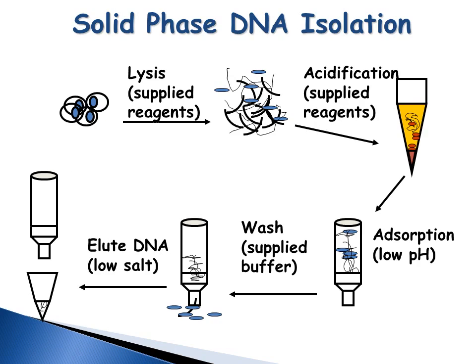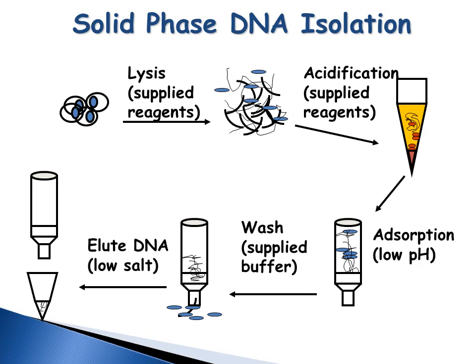So for your solid phase DNA isolation, you have your cells. Again, these are kits, so they supply what's called usually lysis buffer. You're going to add that lysis buffer. It's going to break those cells open. You're going to add your second reagent, which is an acidification step. You're then going to put this mixture over your spin column. Your DNA is going to adsorb to the solid membrane at the bottom of the spin column.